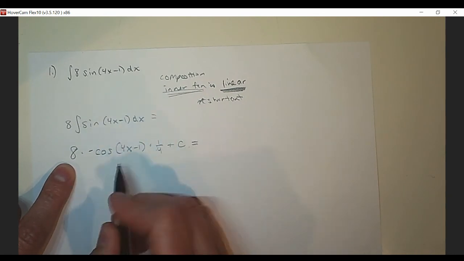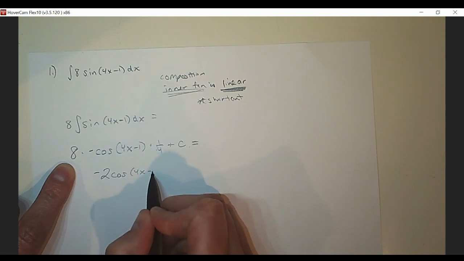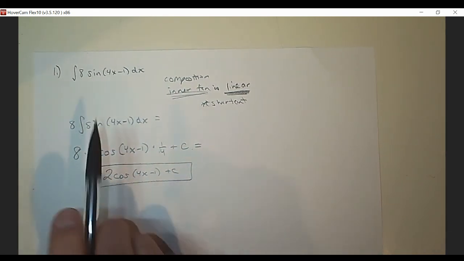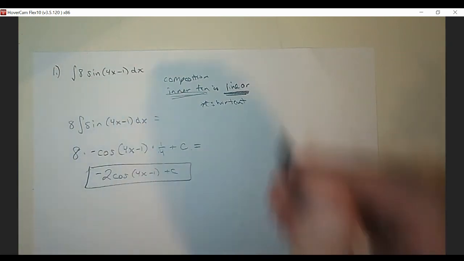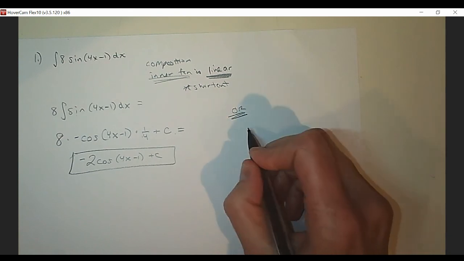8 times 1/4 is going to be 2. I'm going to slide the negative out to the front. And I clean that up a little bit. And if you find the derivative of this, it does match the integrand. Now, just to remind you, u sub does work. It's just going to take longer.